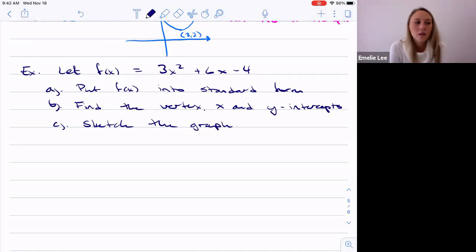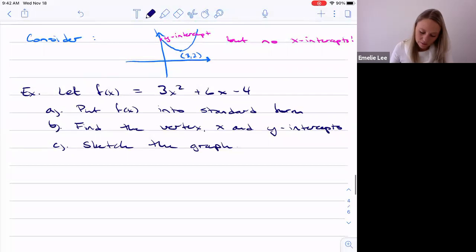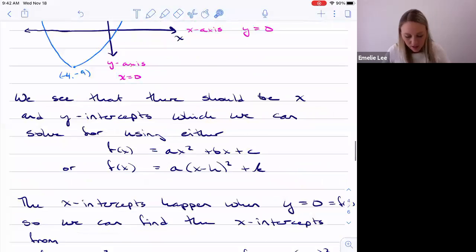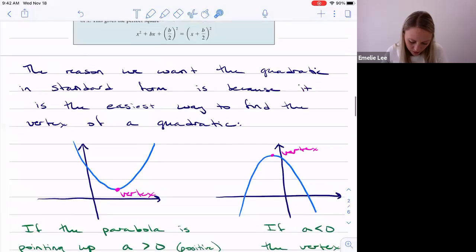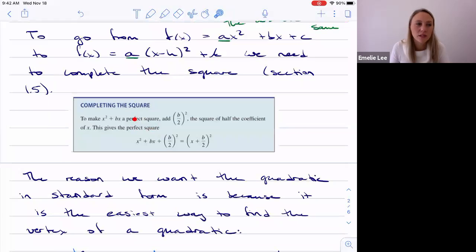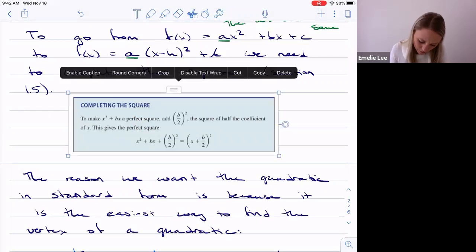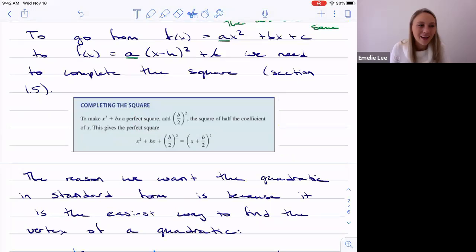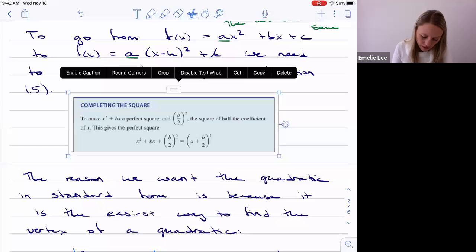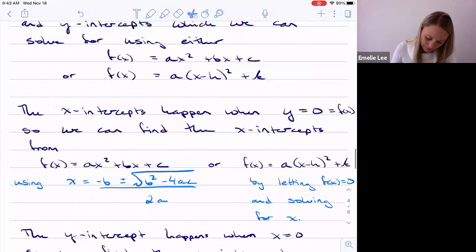Okay. So remember what we said here. To put something like this into standard form, we have to complete the square. I'm just going to steal it as a quick reminder, because it's been a while since we completed the square. So we're going to complete the square. I'm going to copy it and bring it down here.